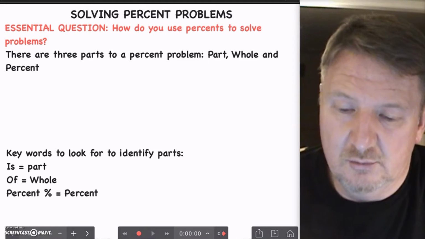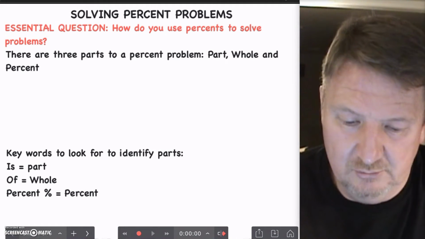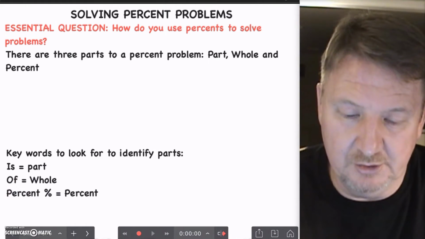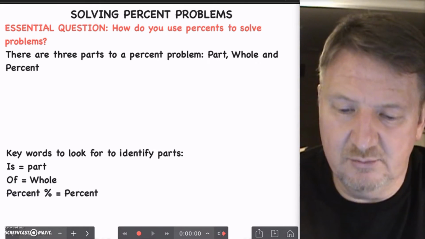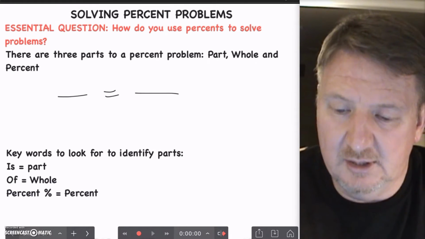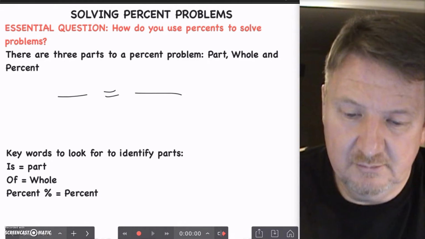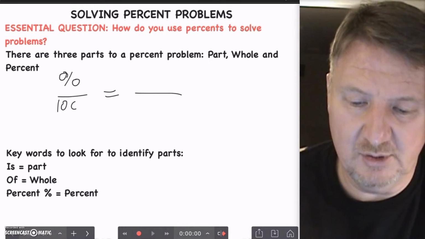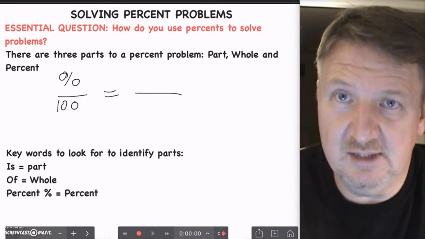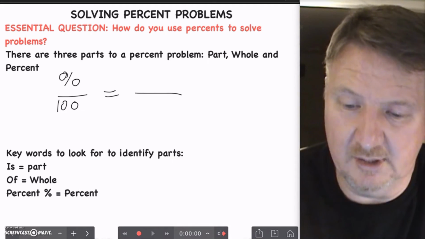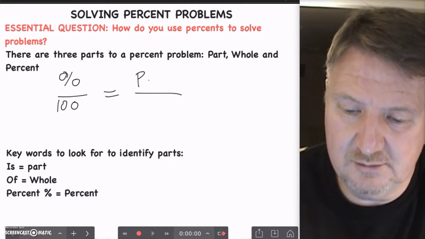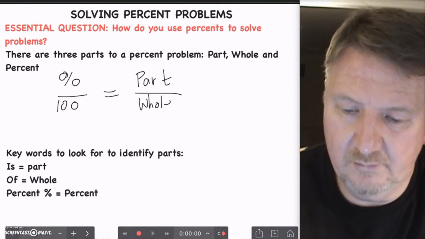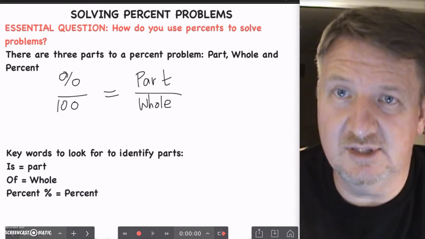So when we set it up as not a ratio but a proportion, it's going to look like a lot of the proportions you've been working with. You're always going to have the percent, and the percent's always going to be over 100, because if you remember this from the last video, percent means per 100. And then you're going to have the part, and then you're going to have the whole.